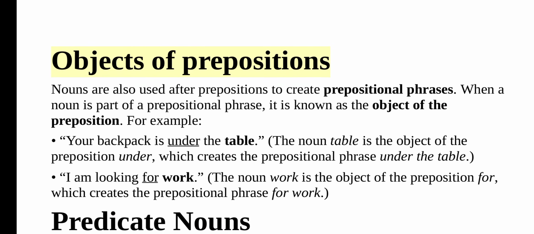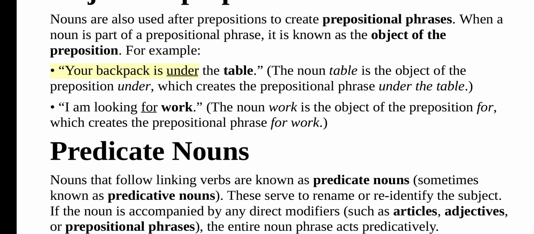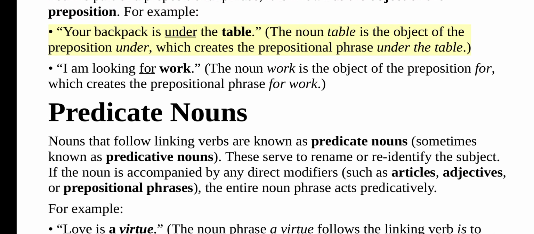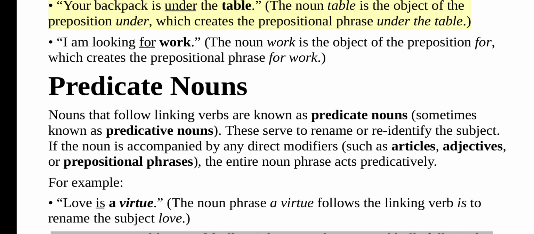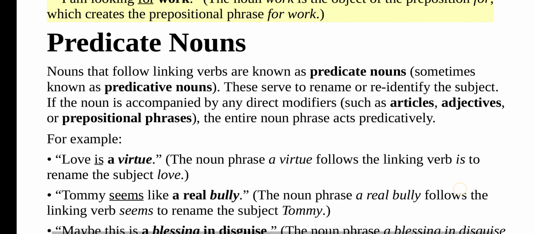Objects of prepositions. Nouns are also used after prepositions to create prepositional phrases. When a noun is part of a prepositional phrase, it is known as the object of the preposition. For example, your backpack is under the table. The noun table is the object of the preposition under, which creates the prepositional phrase under the table. I am looking for work. The noun work is the object of the preposition for, which creates the prepositional phrase for work.